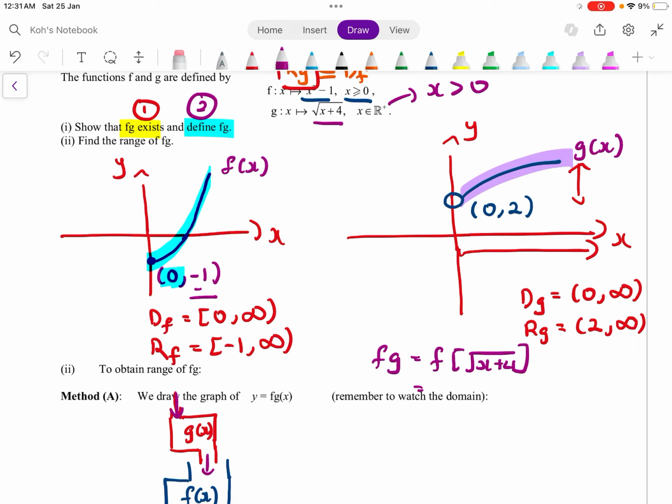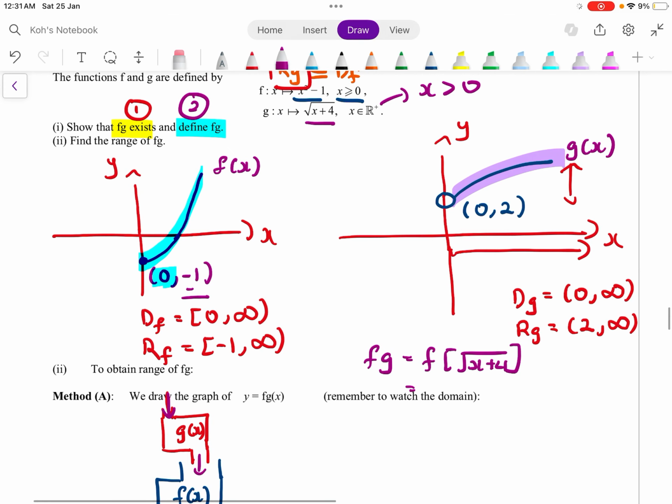Next, you know that f(x) is equal to x squared minus 1. So you just need to replace all the x that you see with the square root of x plus 4.